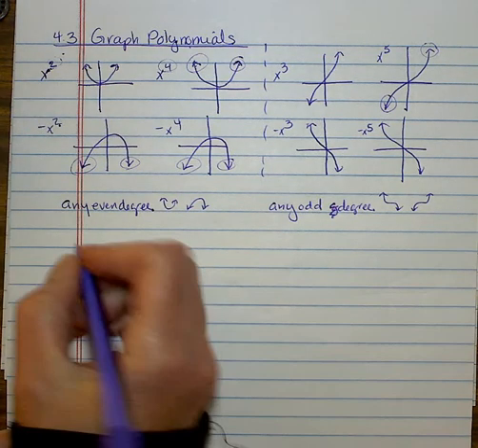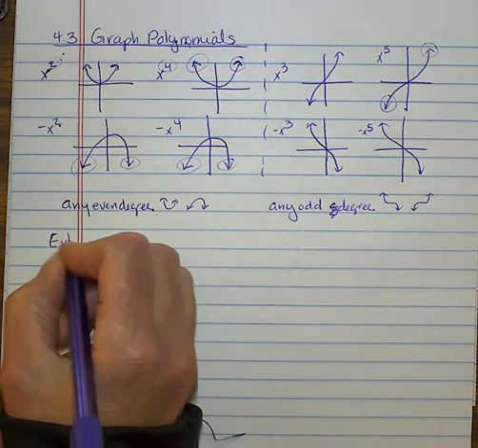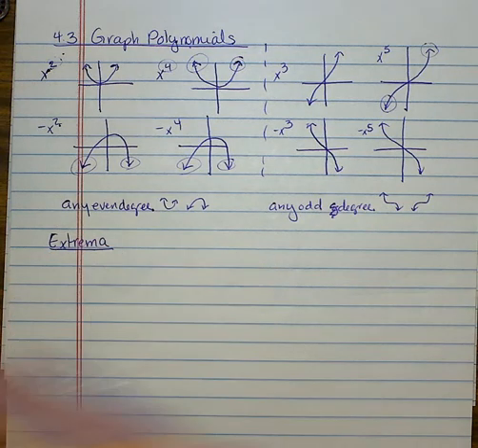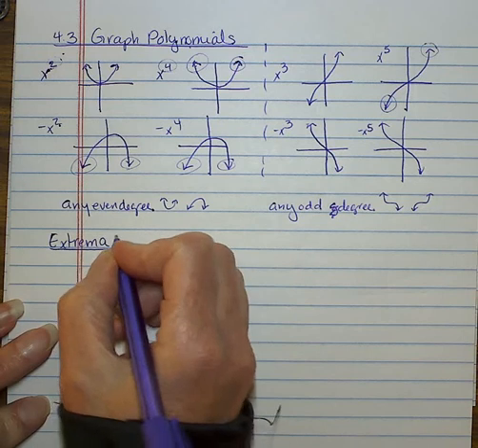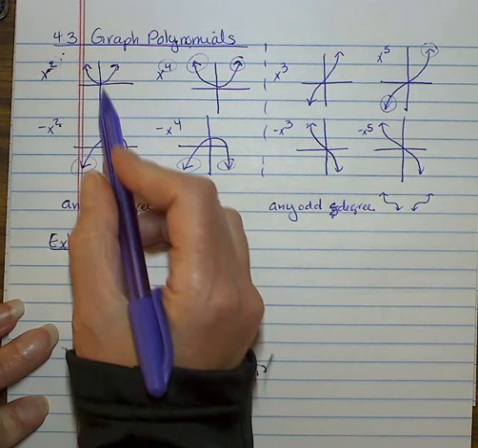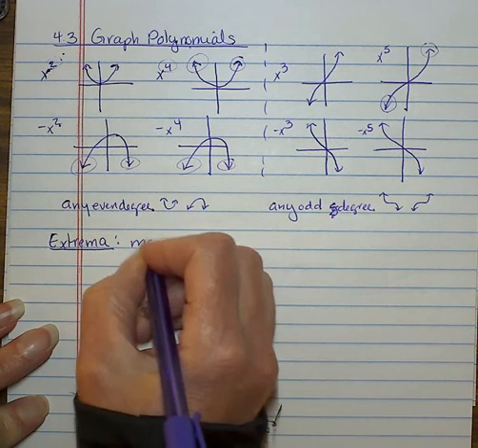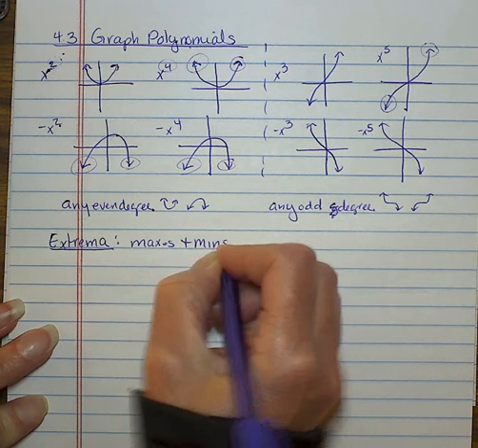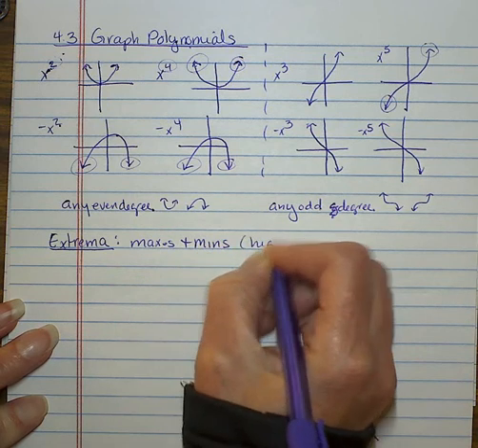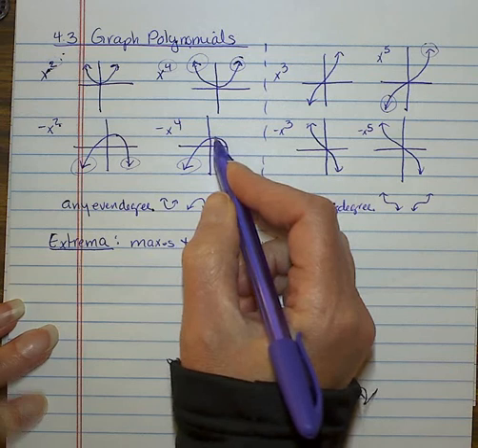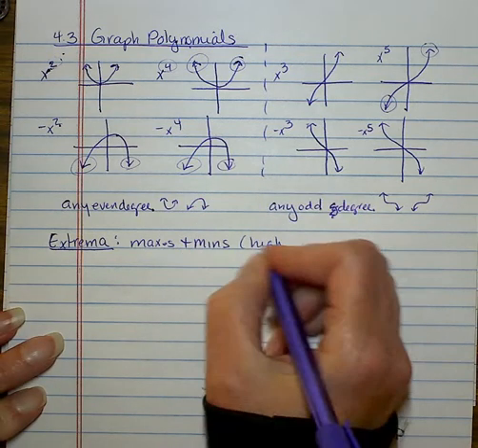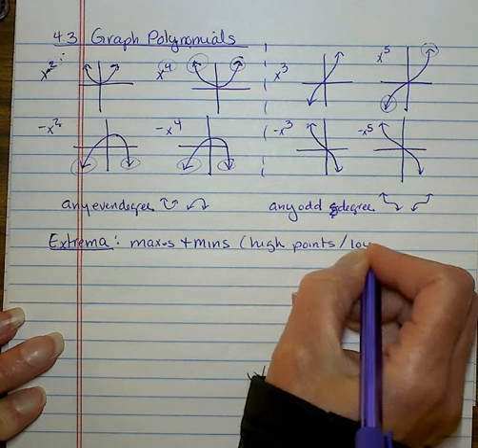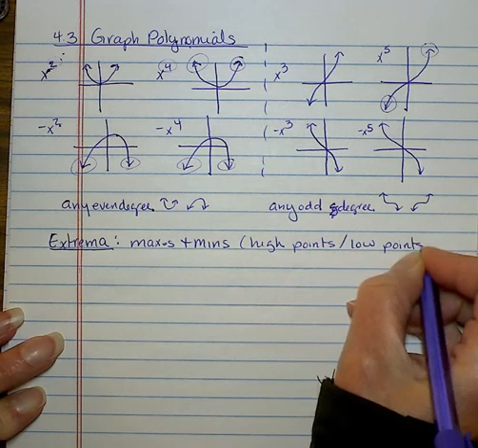Terminology that we need to get familiar with: extrema. Extrema is just that. It tells us the extremes of our graph. Now, up here, the extremes of our graphs are our mins and our maxes, and that's exactly what we're talking about. Maxes, mins, high points, low points. If someone told me what my high point is, I know how to graph this, and I know I have a turning point right there. So high points, low points. Another word for it is turning points.